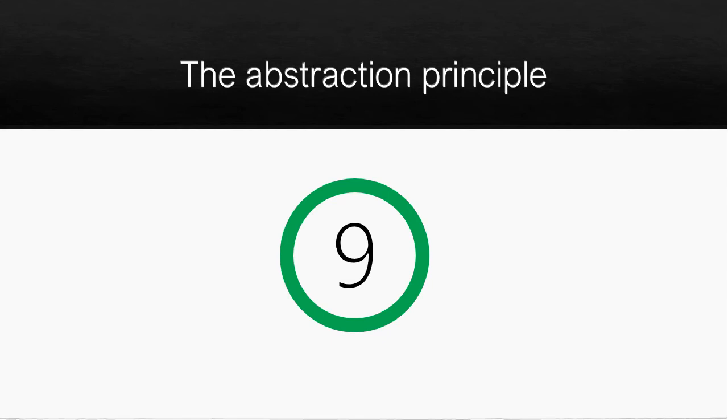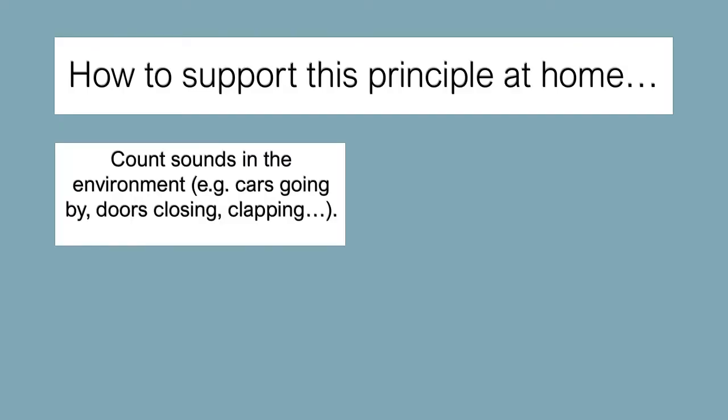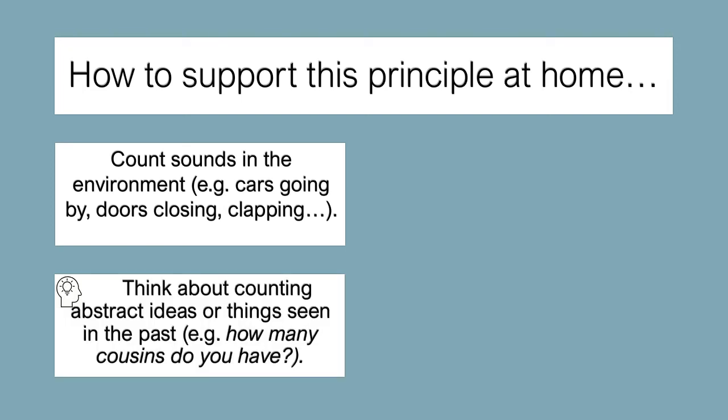This might involve clapping and the child counting. It might involve dropping something into a box or pot so they can't see, but they can hear it. Other ways to support this principle at home might involve counting sounds in the environment. So you might sit and listen for cars going by, the sound of doors closing, sounds from the street. If your child is finding that they're confident with this, you might think about counting abstract ideas or things that they've seen in the past.